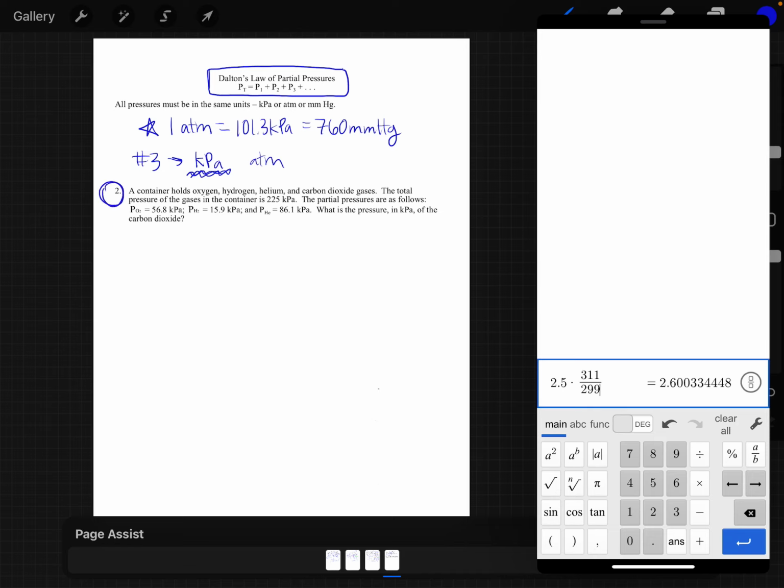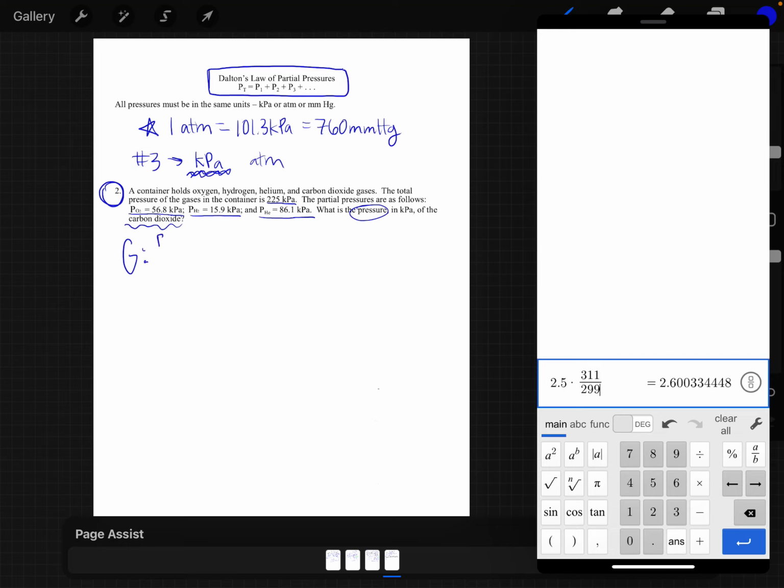So we're going to be doing number 2 on your Dalton's Law page in your packet. Okay, so just go ahead and read and identify what we're dealing with here. It says a container holds oxygen, hydrogen, helium, and carbon dioxide gases. Okay, the total pressure of the gases in the container is 225 kilopascals. And then the partial pressures are as follows. The partial pressure of oxygen is that. The partial pressure of hydrogen is that. The partial pressure of helium is that. And now it's asking for the partial pressure of CO2.